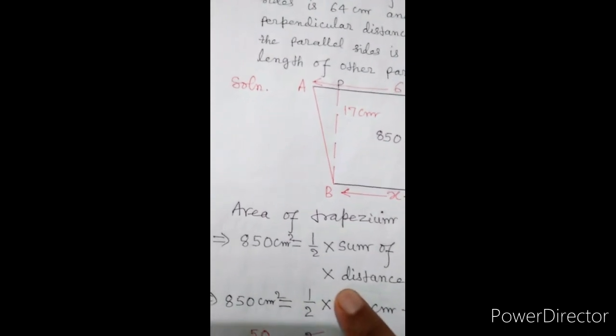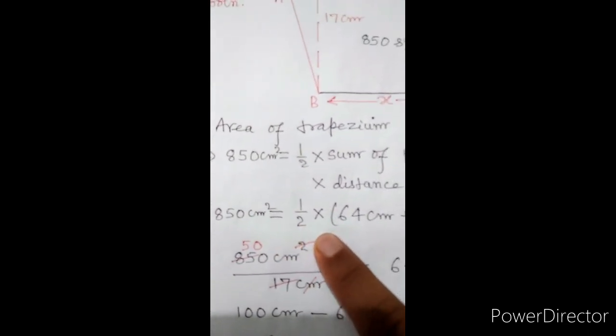Area of trapezium is equal to, as we know, half into sum of parallel sides into distance between them. Here area is given. Put it like this. 850 cm square is equal to half into 64 cm plus X, suppose one parallel side be X, into 17 centimeter.